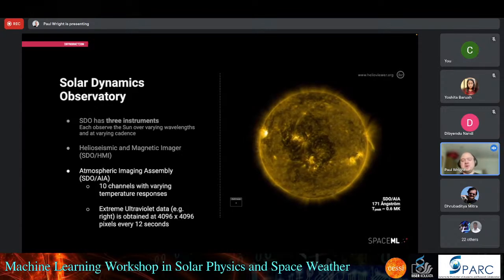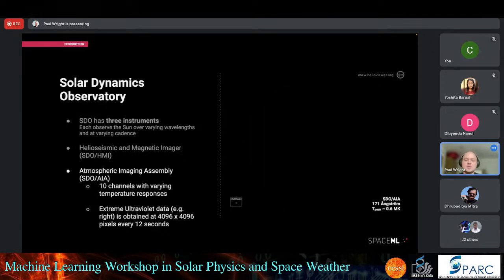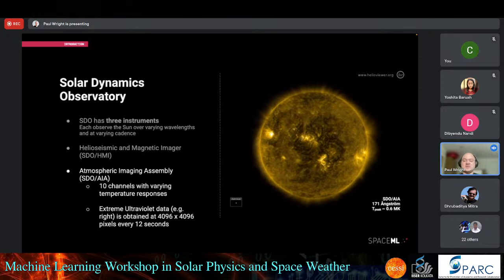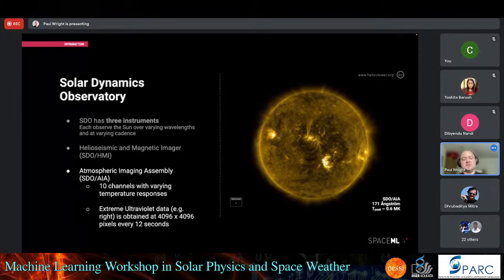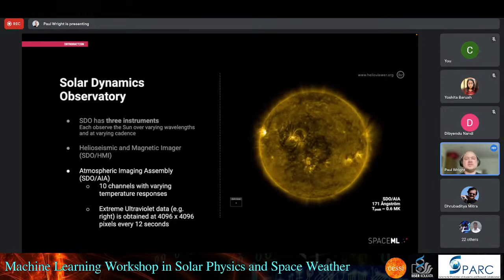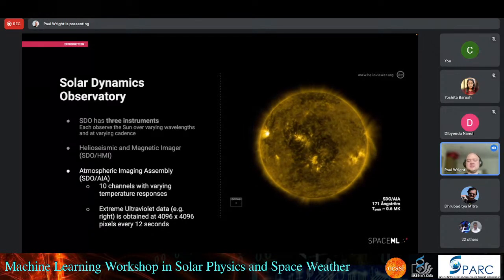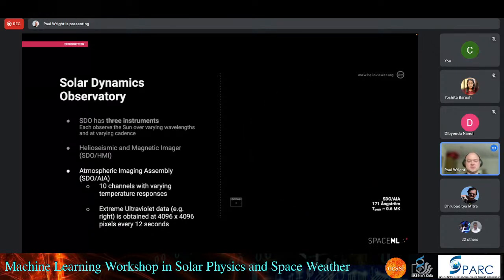So moving on from HMI, the second instrument on SDO is the Atmospheric Imaging Assembly. We observe the solar corona over 10 channels ranging from 5,000 to 6 million Kelvin. And here we show the 171 angstrom channel. This is approximately centered at 0.6 million Kelvin. And the data is obtained at much higher cadence than HMI, with one image every 12 seconds.